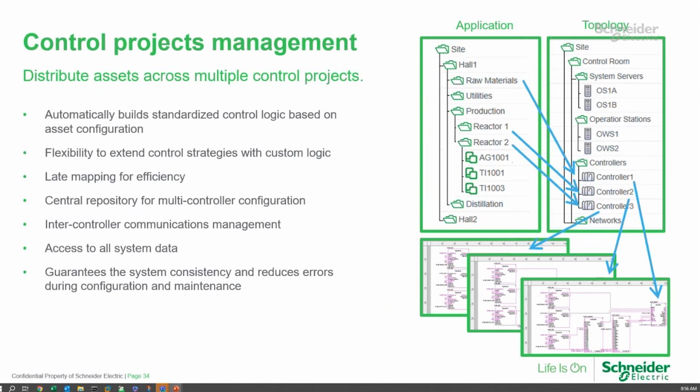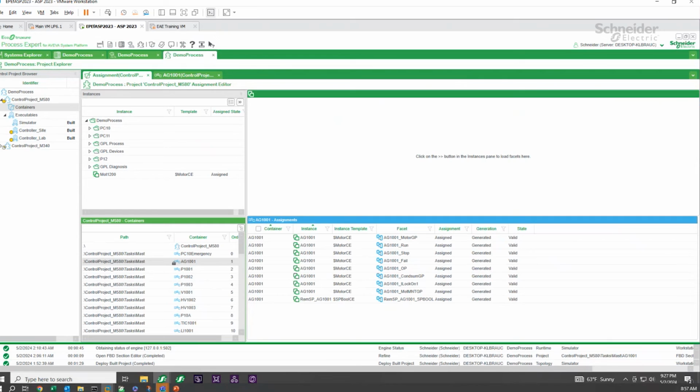The final piece is the project management. And so this is where we take our topology and our application information and marry them together into control projects. And that would be this screen here. So in this case, we have just one type of control project. We have a control project here.